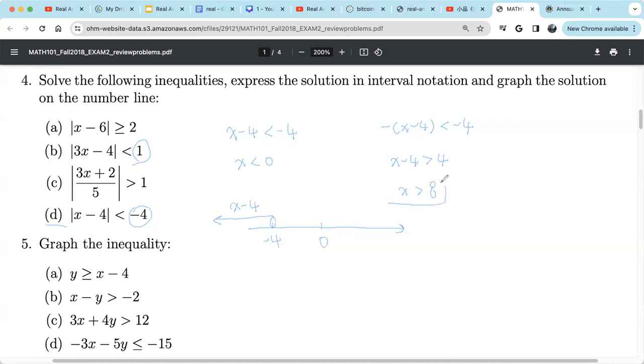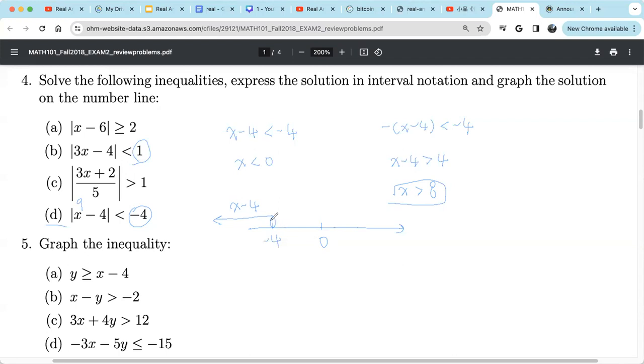Hold on a second, I think this has a mistake. Because if x is greater than 8, think about 9. Right, 9 minus 4 is 5. 5 is not less than negative 4. Oh, this is no solution. Because this is less than, we're looking for intersection. There's no intersection of those two sets.